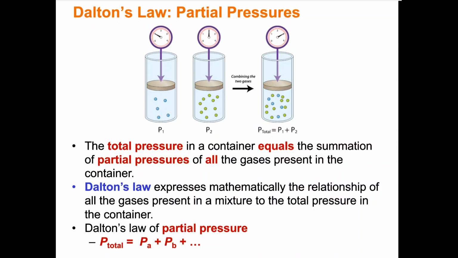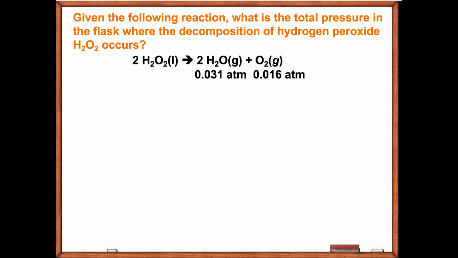Let's take a look at Dalton's law of partial pressures. The total pressure in a container equals the summation of the partial pressures of all the gases present in the container. In other words, whatever pressures of gases we put into a container, the total pressure inside that container will be equal to the total of all the pressures we put in. So if we put some pressure of gas 1 and some pressure of gas 2, the P total will be equal to P1 plus P2. In other words, just total up the pressures that we put in.